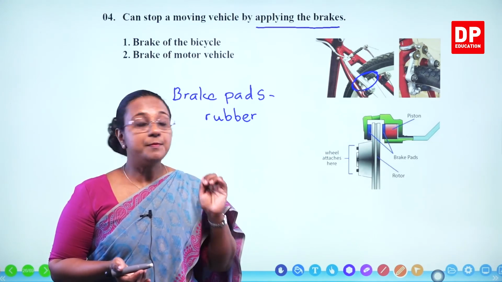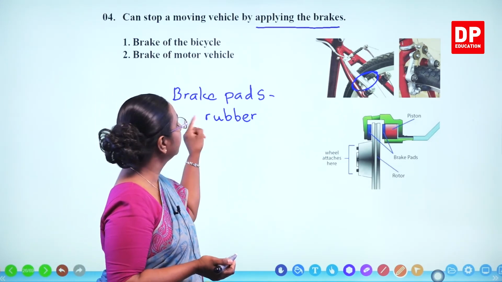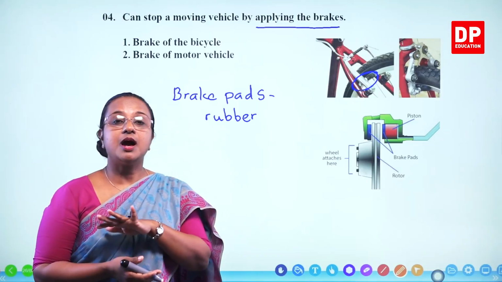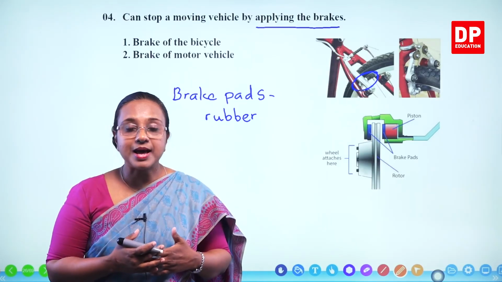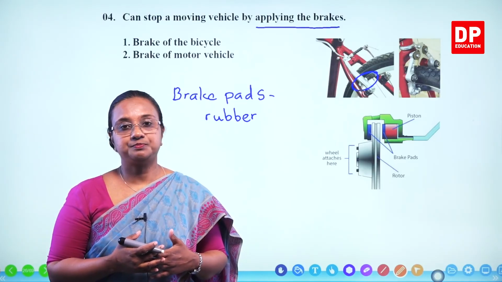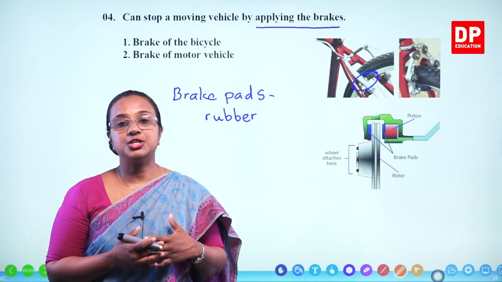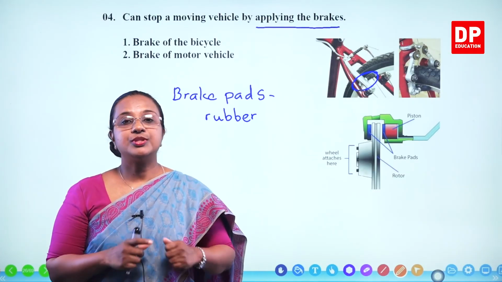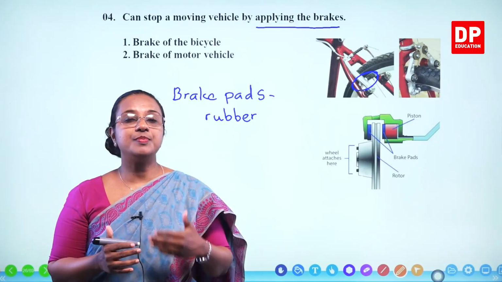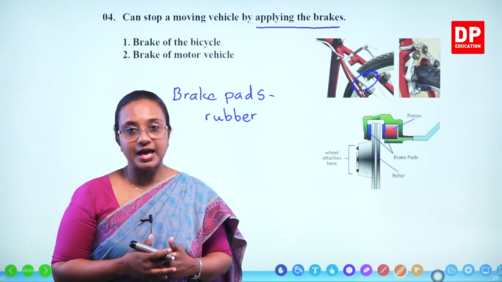That friction helps to stop the moving bicycle. But if the rubber brake pad wears off, it becomes smooth, and then you will not be able to apply the brake efficiently. So you have to make sure your brake pads are in good condition so that you will be able to stop the bicycle on time.